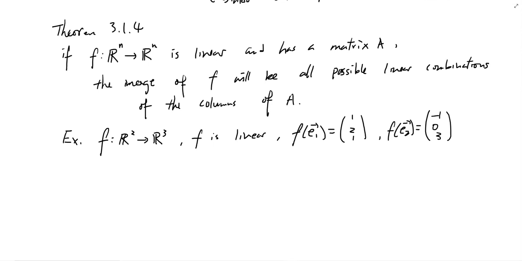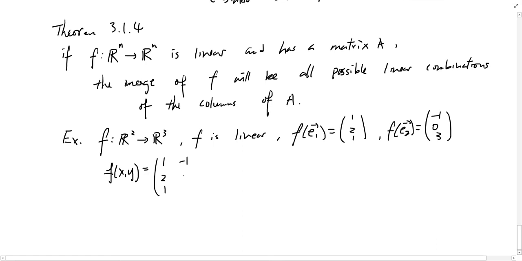So now that we have everything, we're going to try to rewrite this function. Let's say this function f of (x, y) would equal, so notice using theorem 3.1.3, I'll be able to use these two vectors to form the columns of my matrix. So (1, 2, 1), (-1, 0, 3), multiplied by the input variables x and y.